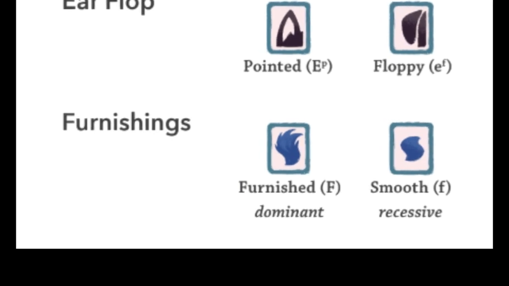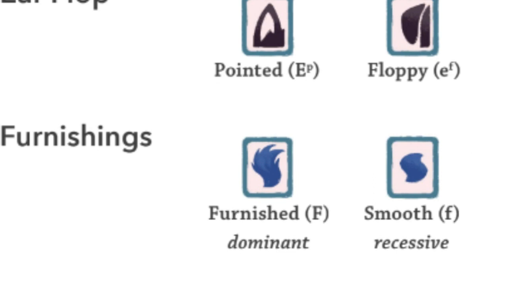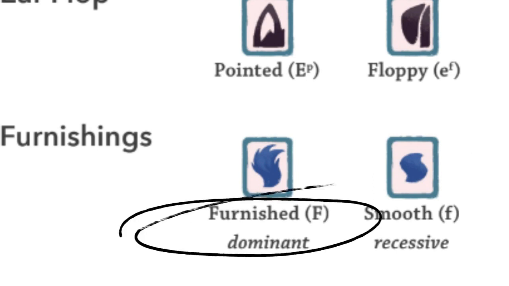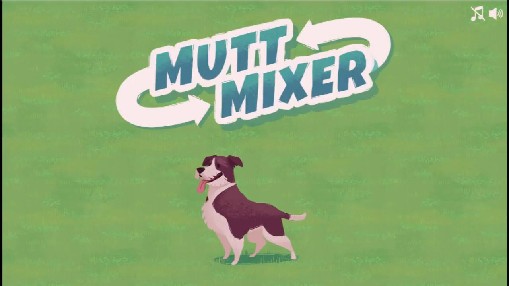In genetics, the study of genes, alleles are often represented by letters. Capital or uppercase letters are used to represent dominant alleles. Lowercase letters are used to represent recessive alleles. The traits in the Mutt Mixer interactive can help us visualize this.